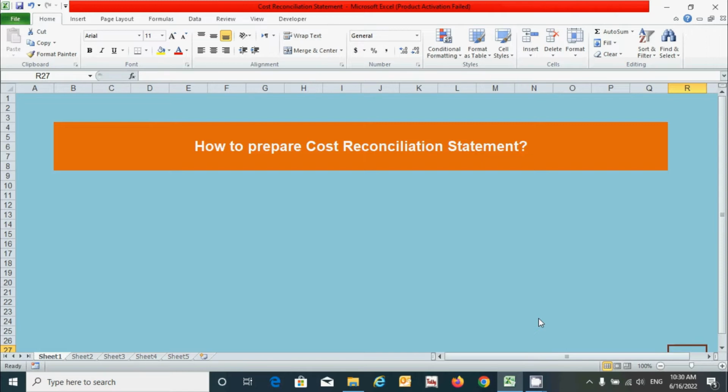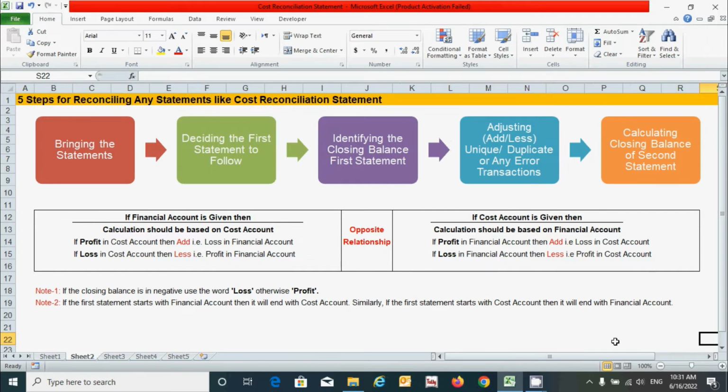Now let me tell you some additional information related to this before I start to prepare this statement. We already know that there are basically 5 steps for reconciling any statement, like the cost reconciliation statement, starting with bringing the statement and ending with calculating the closing balance of the second statement. Under these 2 steps we have 3 additional steps. We already discussed these steps in the previous video, so here we don't spend more time on this section. If you don't know, then please watch the previous video for this section.